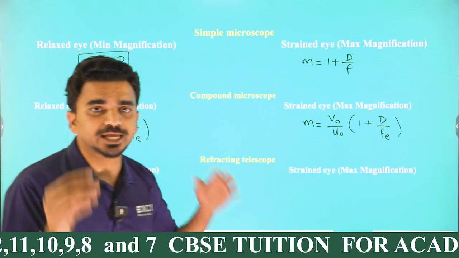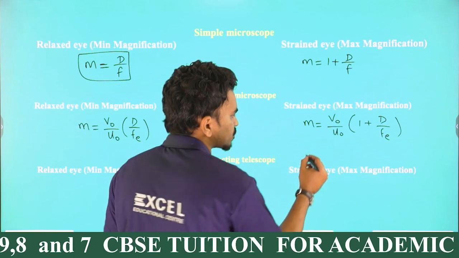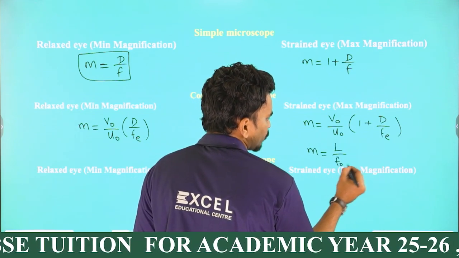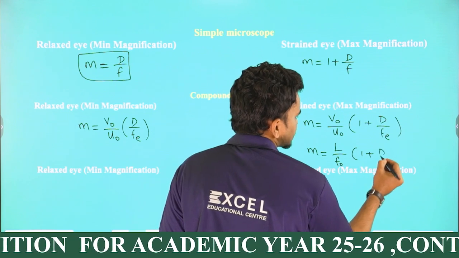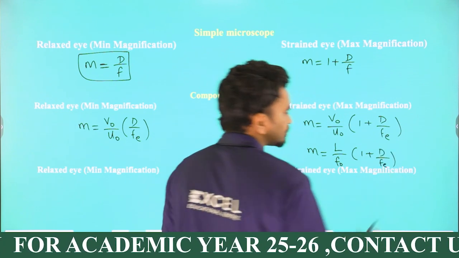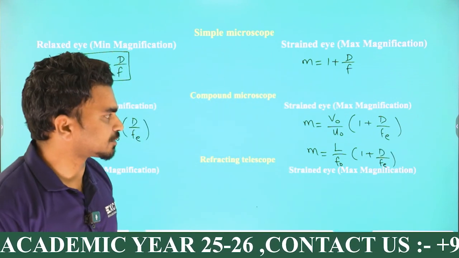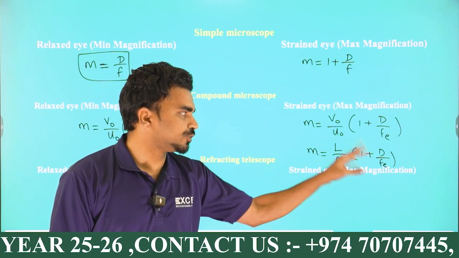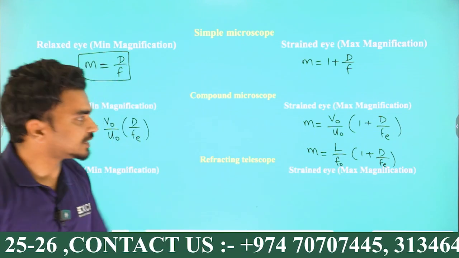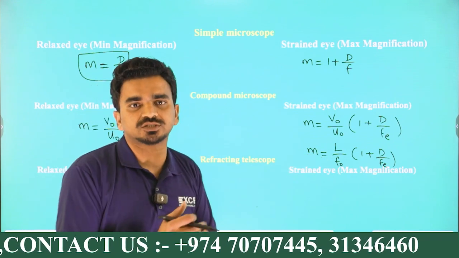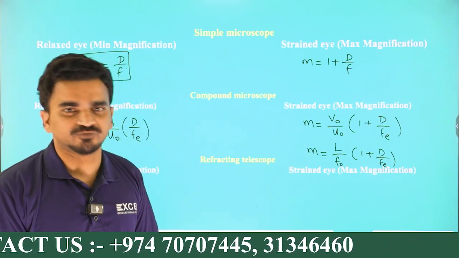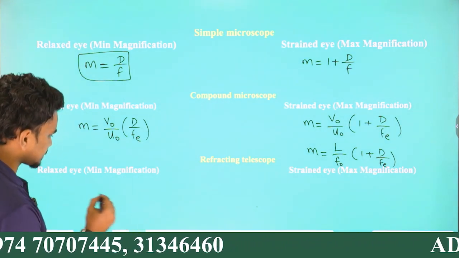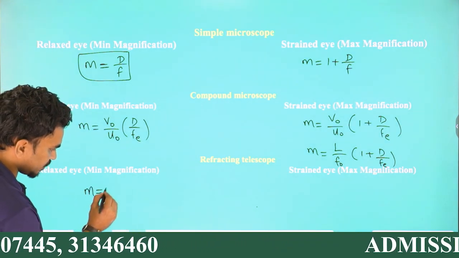So this is the accurate formula, and one approximated formula is also there, that is L by FO into 1 plus D by FE. Sometimes the length is given, then you can use this formula, L by FO into 1 plus D by FE. Depending upon the situation of the question, select either of them. Fine, right? Now when we come to the refracting telescope, relaxed eye, these are very important formulas.